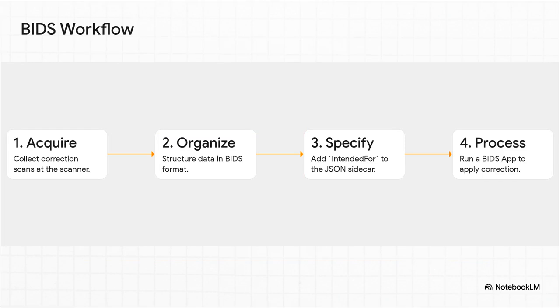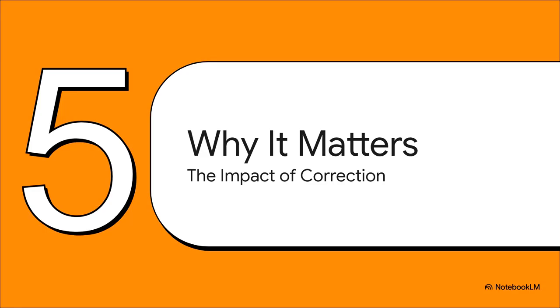So the whole workflow really breaks down into four straightforward steps. First, you acquire the right correction scans when you're at the scanner. Then, you organize all your data into the BIDS format. After that, you just add that IntendedFor field to the right JSON file. And finally, you run a BIDS-aware pipeline, which will automatically read your instructions and apply the fix for you. Simple as that.